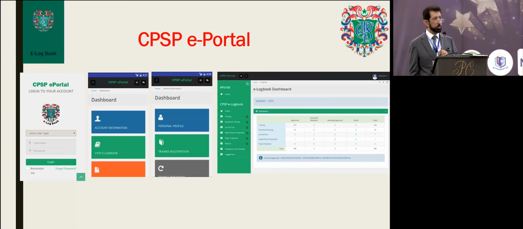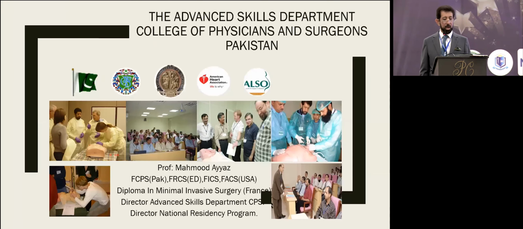Then we have the CPSPE portal through which we measure and record these competencies. And all the supervisors who are sitting over here understand and know how to utilize this CPSPE portal. And we thought that skills have to be imparted to the residents and the supervisors. We targeted 5 life-saving skills, starting right from childhood: pediatric advanced life support, advanced trauma life support, advanced cardiac life support, basic life support, and advanced life support in obstetrics. So we targeted these 5 very important areas of human life.